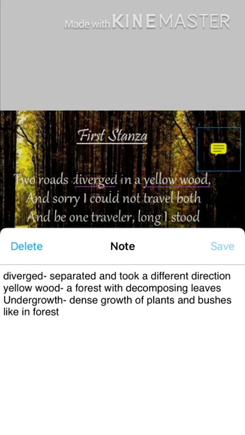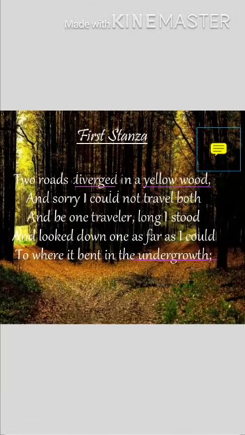Diverged means separated and took a different direction. Yellowwood is a forest with decomposing leaves. Undergrowth is the dense growth of plants and bushes like in a forest. So, here once the poet was walking down a road, and then there was a diversion. There were two different paths, and he had to choose one out of them.